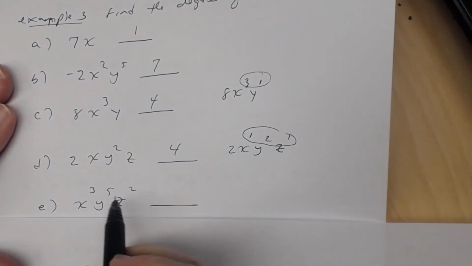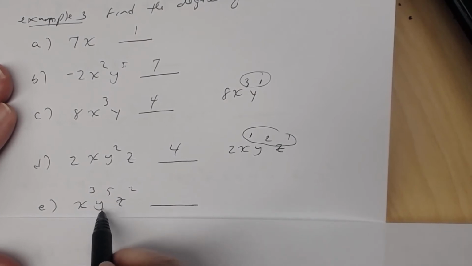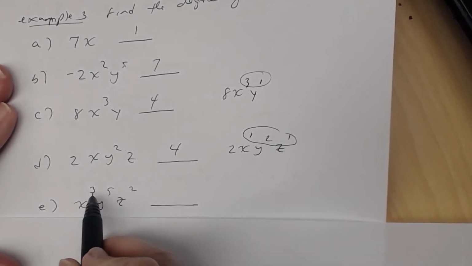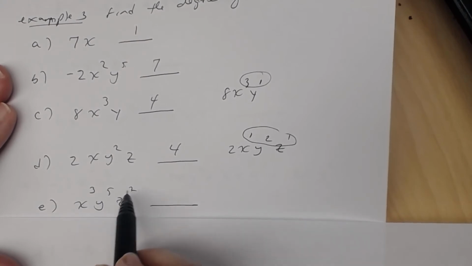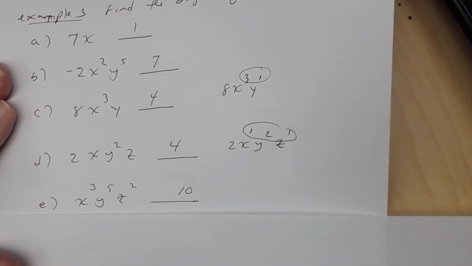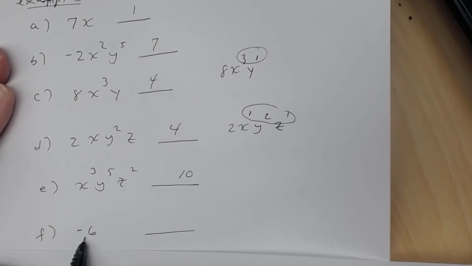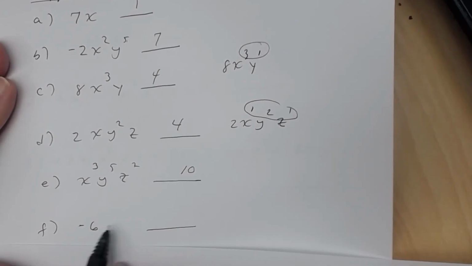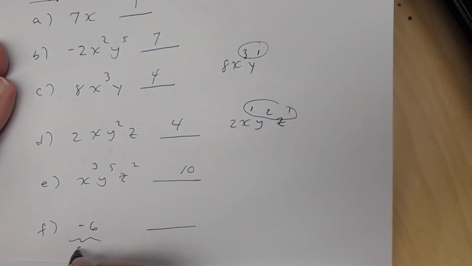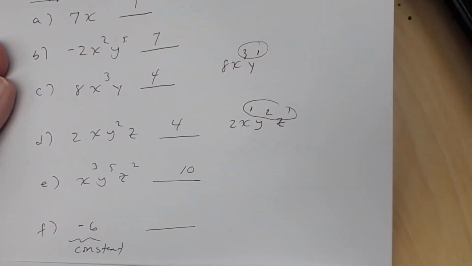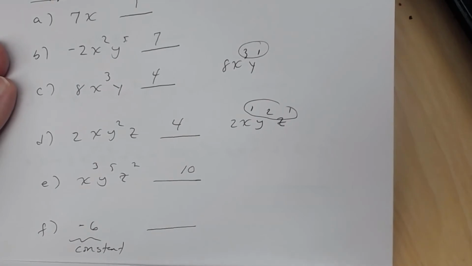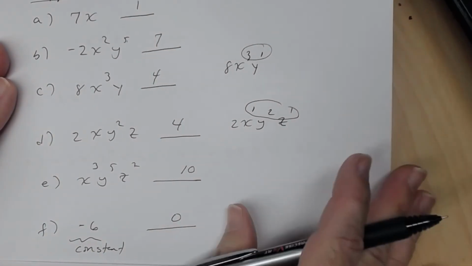Over here, I have x cubed, y to the fifth, z squared. According to the definition, I add up all the exponents. 3 plus 5 plus 2 is 10. Okay, now remember this. Negative 6, there's no variable there, so you've got to remember this is a constant. There's no variable there, so it's a constant, and the degree of a constant is 0.